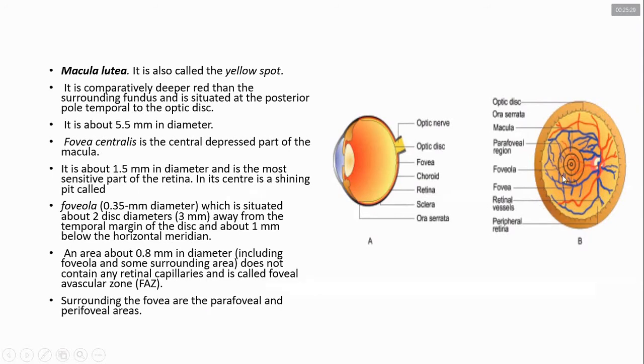The surroundings of the fovea are the parafoveal and perifoveal area. So parafoveal region and perifoveal retina. So we will say parafoveal and perifoveal retina. All of you get my point. This is the optic disc, where there is a central depression called the physiological cup.